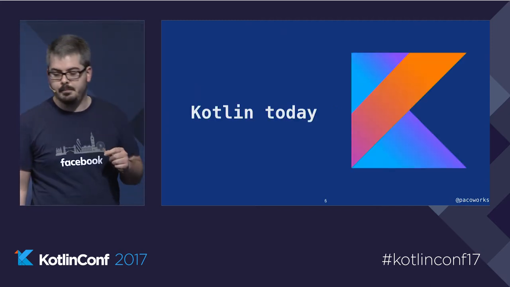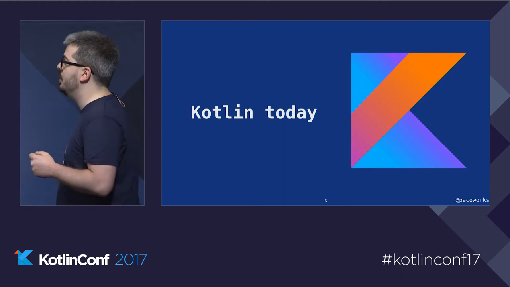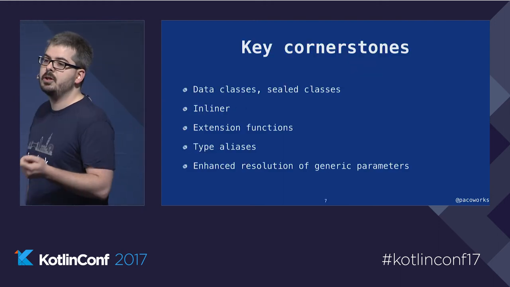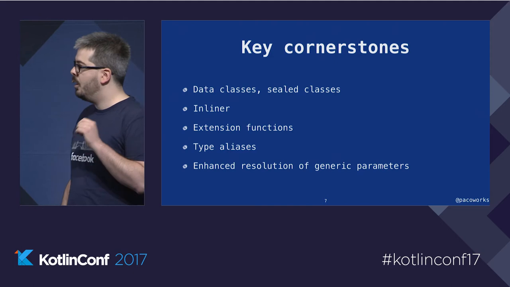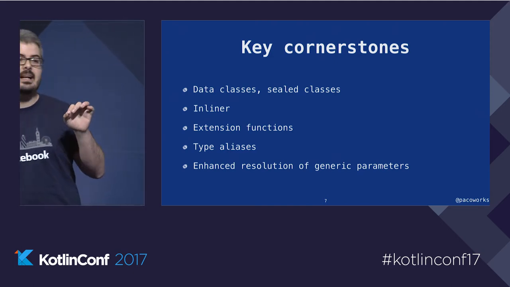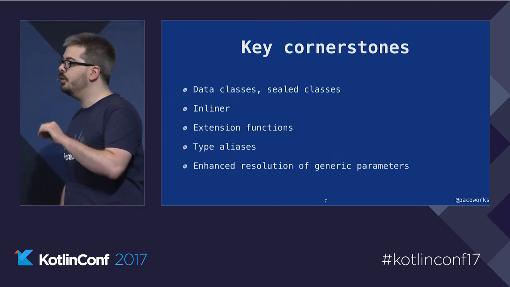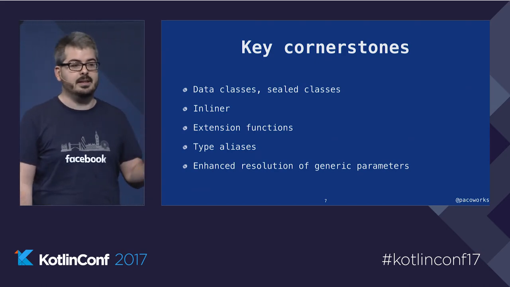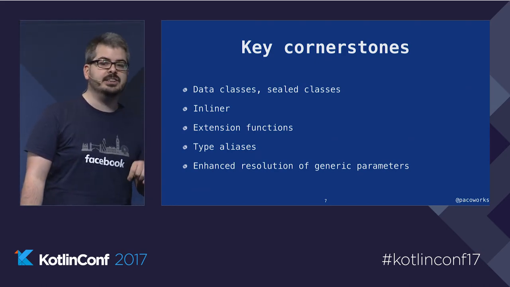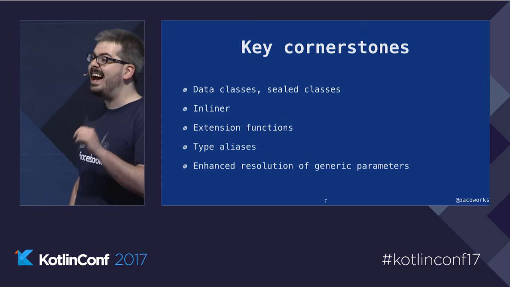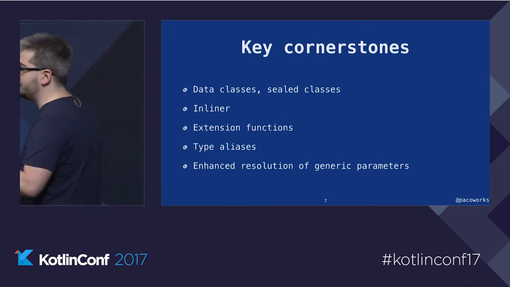Where is Kotlin today? The key cornerstones for functional programming right now in Kotlin are five. You have data classes and sealed classes. It's a whole new concept that is available in Kotlin that we didn't have in Java before. We have the inliner. We have extension functions.